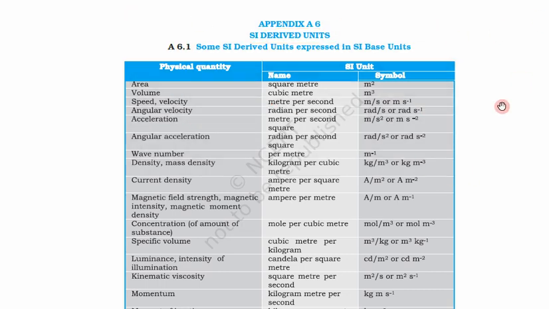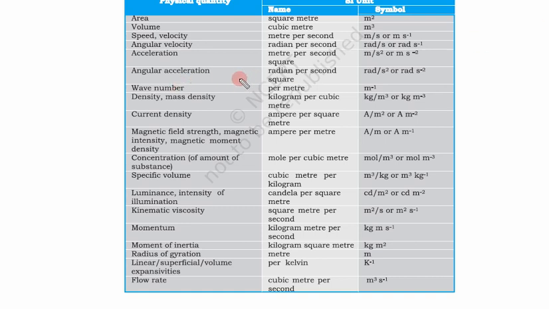Now let us see others. Angular acceleration is given in radian per second square. So meter is just changed by radian. Wave number is a quantity that we will discuss sometime later, but its unit is per meter. That means meter inverse. This is again derived because it is 1 by m, not directly m. That's why it is called a derived unit.